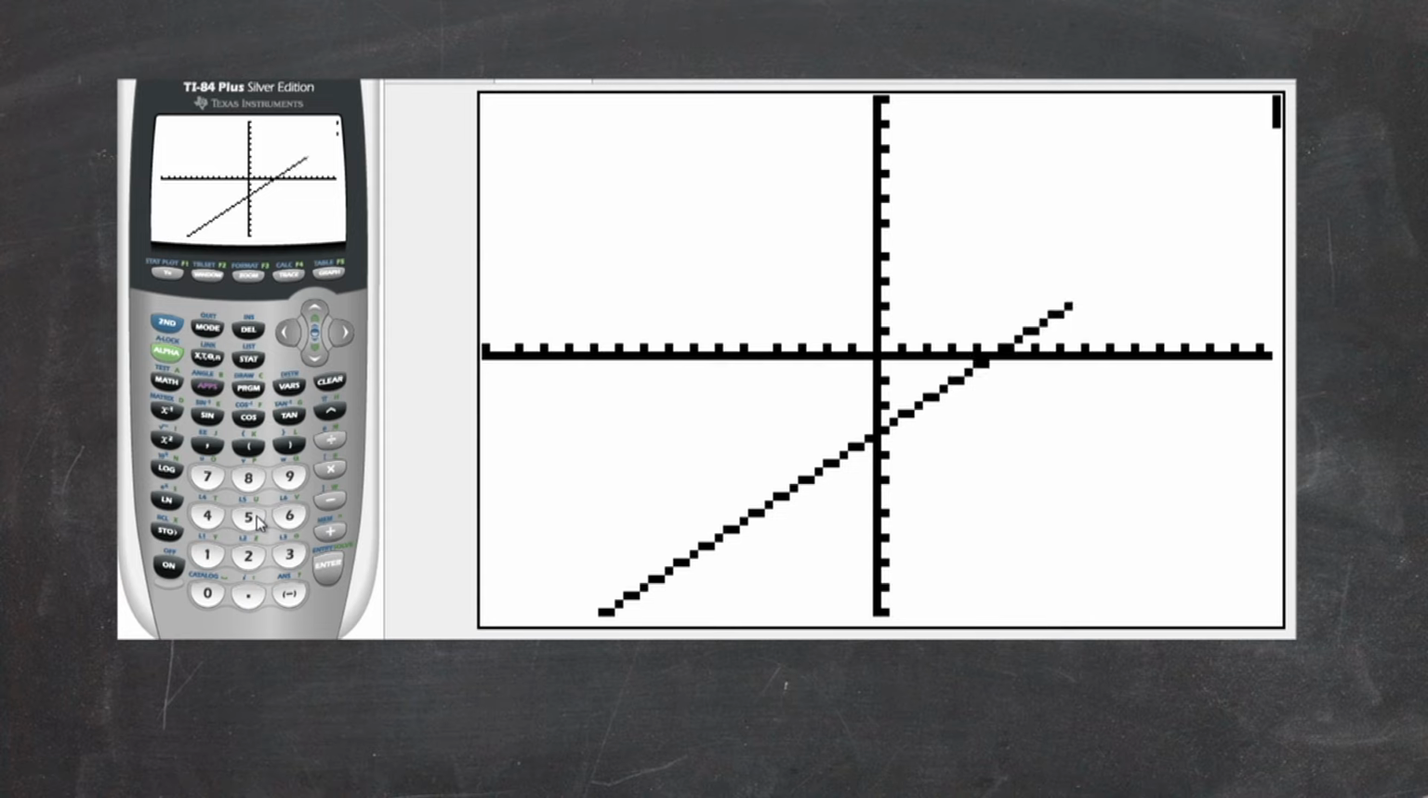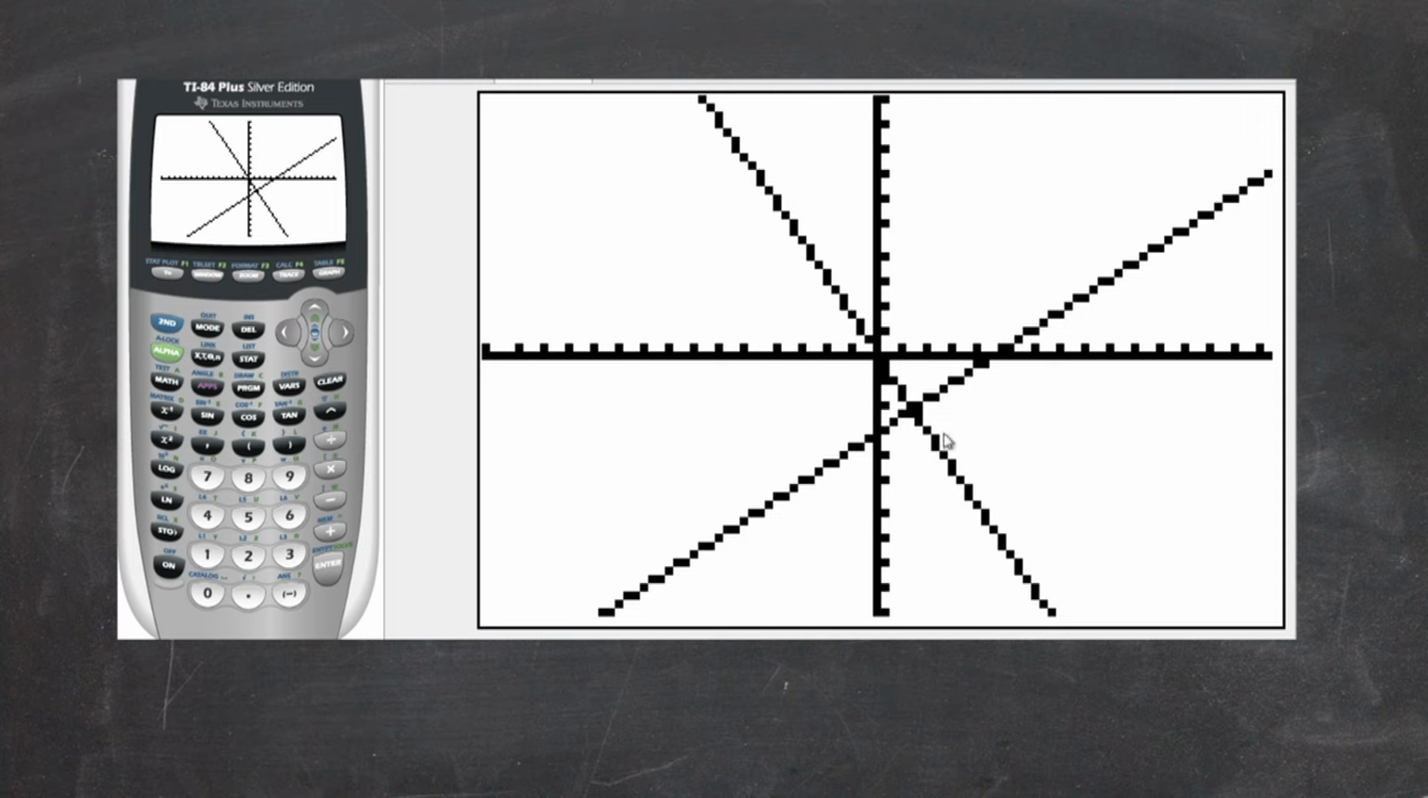But let's see what happens. There goes the first line. Here comes the second line. My goodness, that is beautiful. Look at that right angle. Four of them, four of them. That's how we know we have perpendiculars. They make right angles.